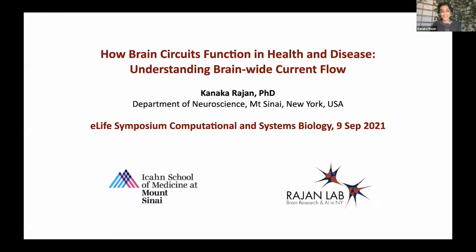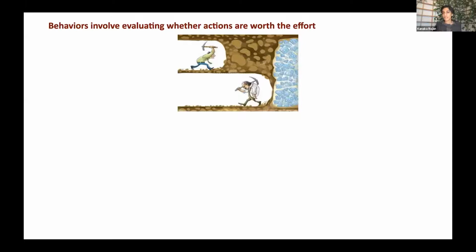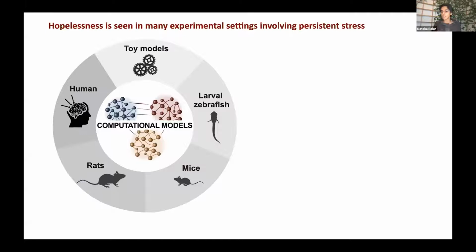All right. So in life, when we're evaluating actions, and Gautam set me up perfectly for this, we evaluate whether those actions are worth the effort or not. So if actions are repeatedly fruitless, ultimately you become kind of dejected. And in the extreme, this can manifest as hopelessness, or sometimes also known as learned helplessness in the depression literature. This kind of phenomenon is seen in many nervous systems, and it involves essentially a response to persistent and inescapable stress as perceived by the animal.